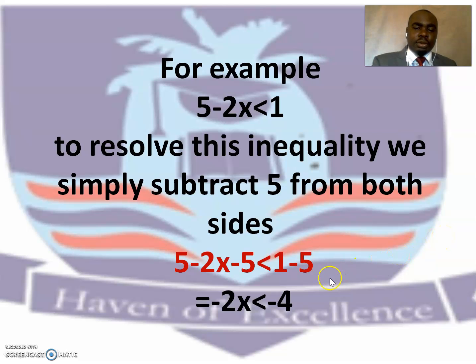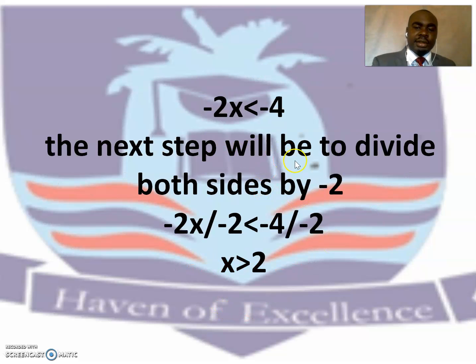And after that, what do we do next? Of course, we need to divide by the coefficient of x. That means dividing both sides by minus 2. Since we are dividing by a negative number, the sign changes in this last line. Rather than being minus 2x less than minus 4, we end up with x greater than 2. And that is how we resolve inequalities.